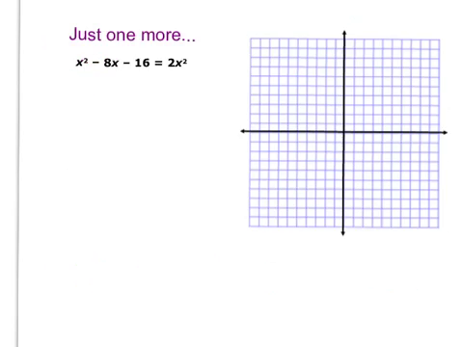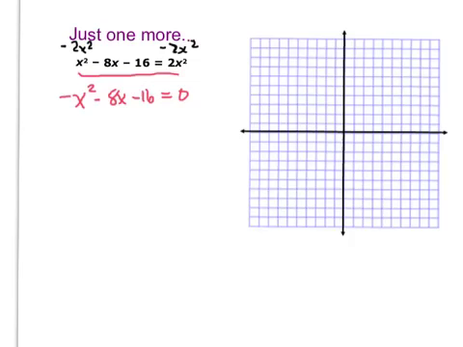And so if we look at this last example, the first thing that we notice is that this is not in standard form, or this is not in equation form. So I have to make it that way. The simple thing I have to do here is subtract 2x squared from this side, and subtract 2x squared from this side. What I end up with now is negative x squared minus 8x minus 16 equaling 0. And so now that's in the form that I want.